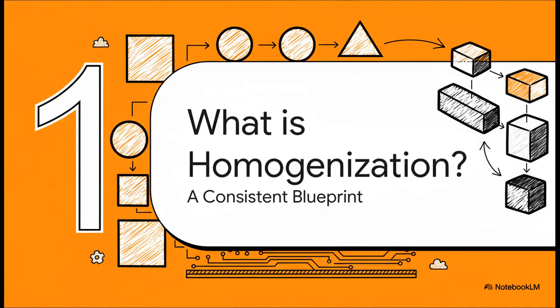So, how do we clean up this mess? Well, the first tool in our Architect's Toolkit is a fancy word, homogenization. But all it really means is taking all those different, conflicting pieces and making them uniform, making them consistent. It's about creating that single shared blueprint that everyone, and I mean everyone, can understand and follow.